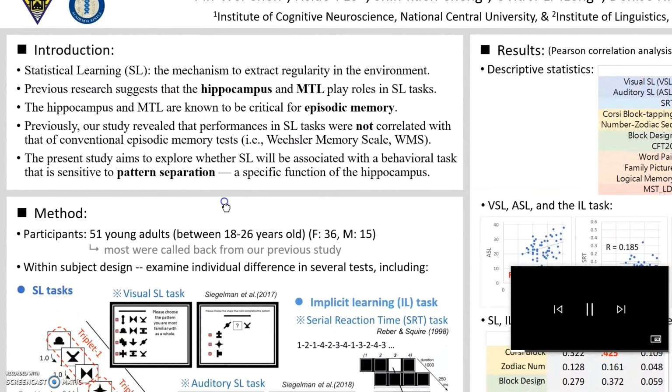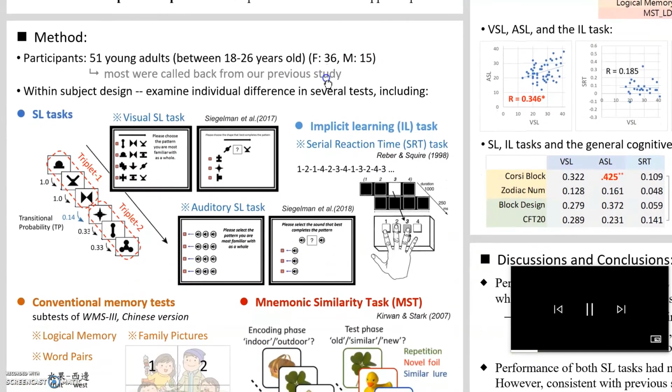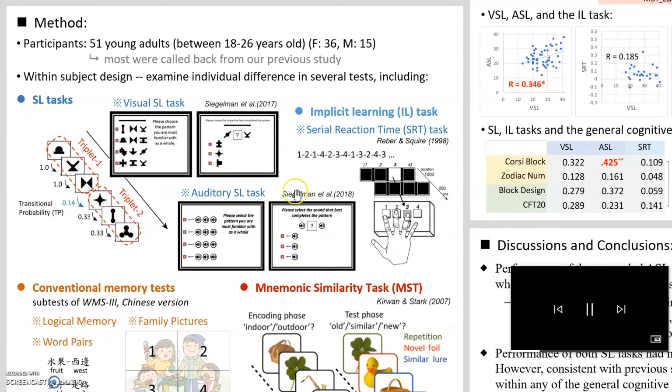Last year, we investigated this question by adopting some classic statistical learning tasks and conventional episodic memory tests, as well as some general cognitive ability tests. The results suggest that they are not correlated. In the present study, we add a task specifically sensitive to pattern separation, a certain function of the hippocampus, to explore more detail about this topic. We called back as many participants as possible, also recruited some new ones, and asked them to do this task.